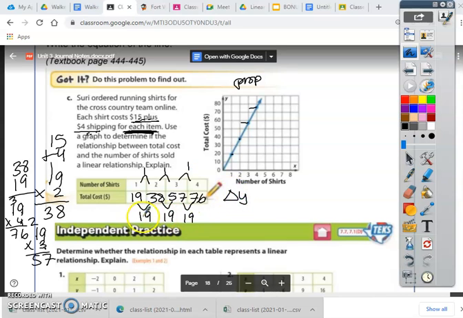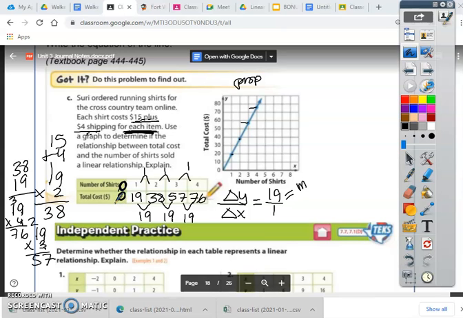Delta Y is what? 19. Delta X is 1. So remember, this is always M, sometimes K. Let's see if it's K. In order for it to be K, since we already have a constant rate of change, what's our other reason? Has to go through 0, 0. So here, 4, 3, 2, 1, 0. And then each time we're subtracting 19, right? So 19 minus 19 is 0.